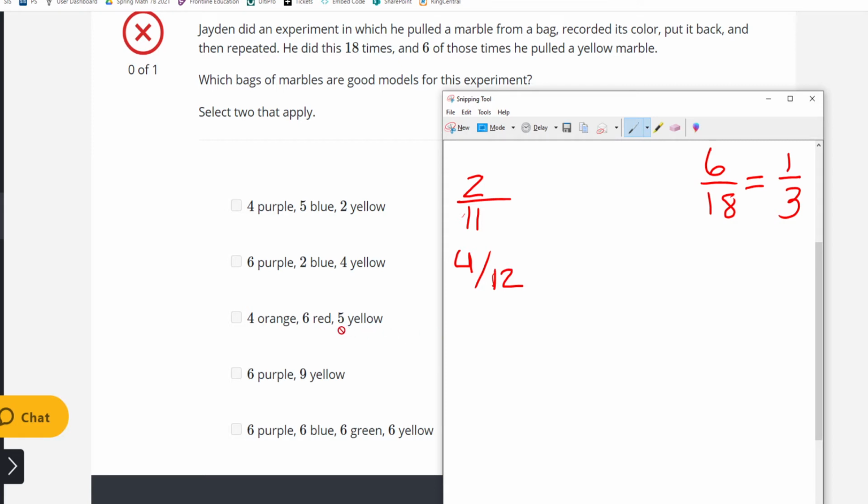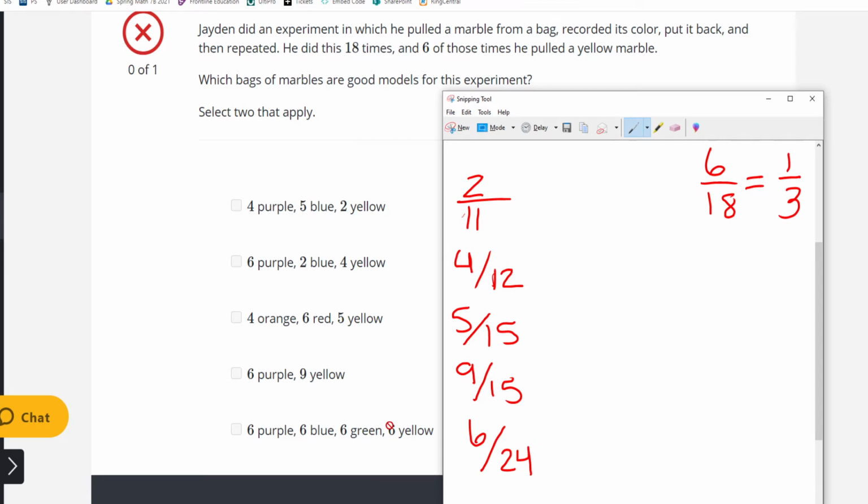Next one says I have 5 yellow marbles over my total. So I have 4 plus 6, which is 10. 10 plus 5, which is 15. Next one, I have 9 yellow marbles over 15 total. 9 plus 6. And this bottom one, I have 6 yellow marbles over 24 total. 6 plus 6 plus 6 plus 6.